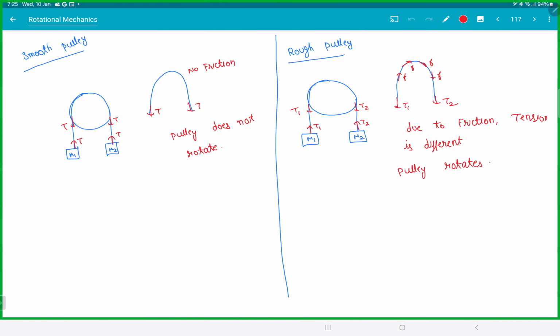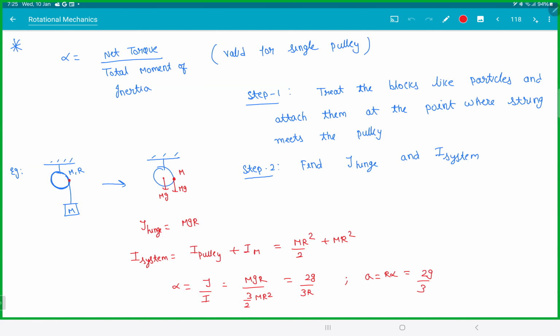This will be more useful when you have multiple blocks. I'll show you. This problem is still fine, but if you have 2-3 blocks, you have to write a lot of equations and solve. This will save our time. Do check out this thing once, how to do.